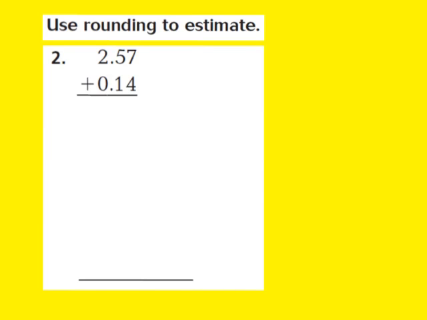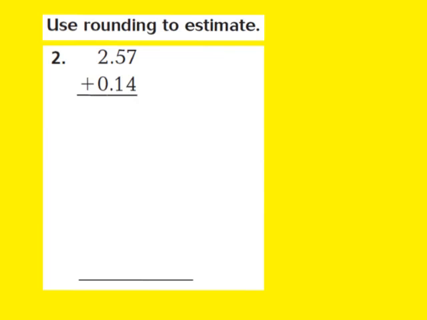Now, let's take a look at question number 2. The directions say to use rounding to estimate. And remember, once again, when you estimate, an estimate is just an approximation of the sum or difference. And in this case, it would be the sum because I'm adding those two numbers together. Now, for number 2, what they give us is 2 57/100 plus 14/100. So what I'm going to do is, I'm going to round to the nearest whole number, and then I'm going to add. So I'm going to start out by looking at my 2 57/100.